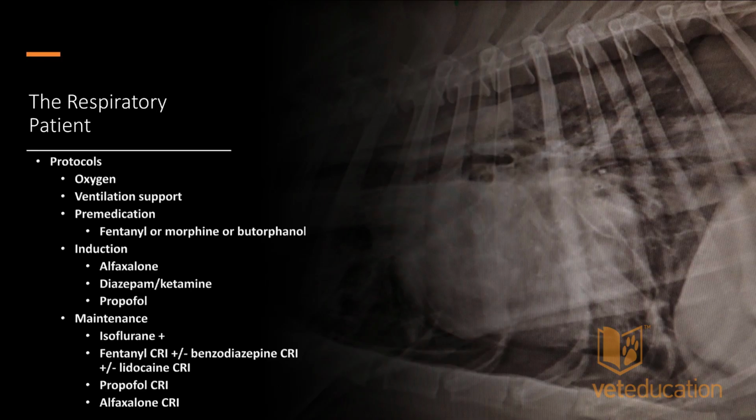What else could we use? We could use alfaxalone, we can use diazepam ketamine, we can use propofol if I need rapid airway access. So if I need to get control of their airway reasonably quickly or intubate them quite quickly, then I'll probably err to using alfaxalone or propofol as the induction agent, because they give a smoother, more rapid induction than does diazepam ketamine.